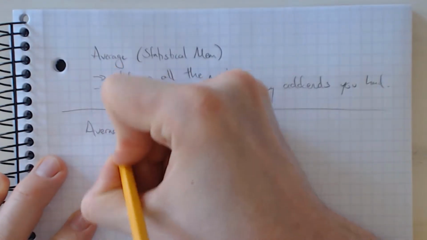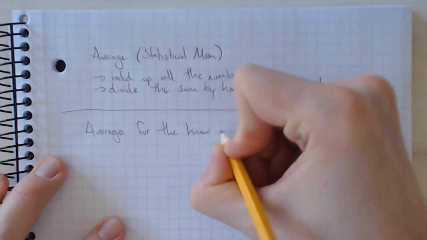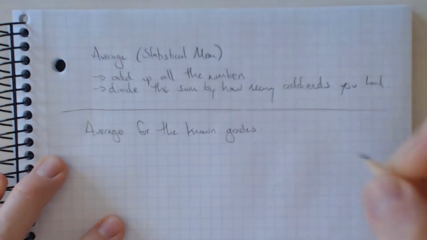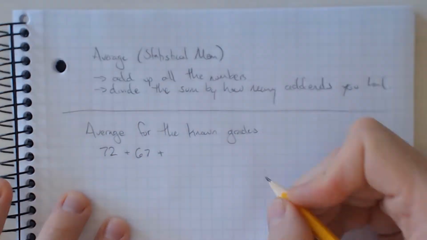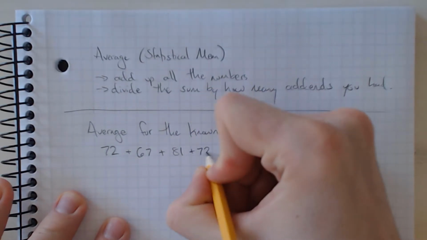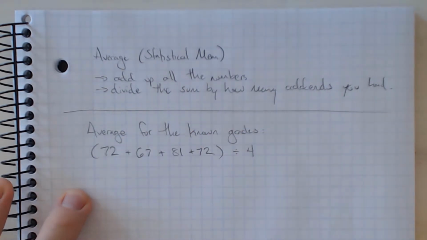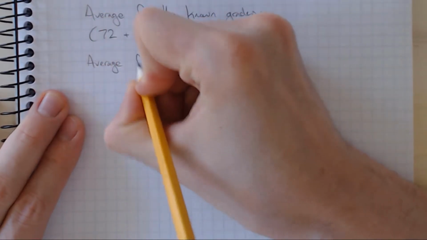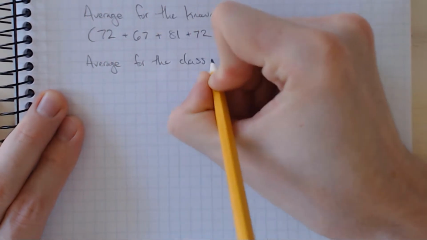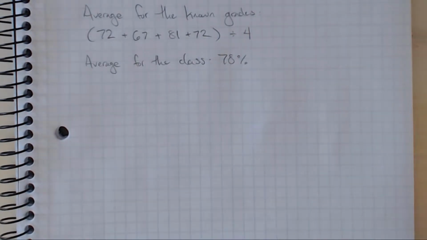So let's write an expression that will tell us how we could calculate the average for the four known numbers that we were given. First, we add up the four addends, 72, 67, 81, and 72. And then we have to divide that sum by the number of addends, which is 4. We also know what the average for the entire class was. So we'll write that down as well, and that was 78%.